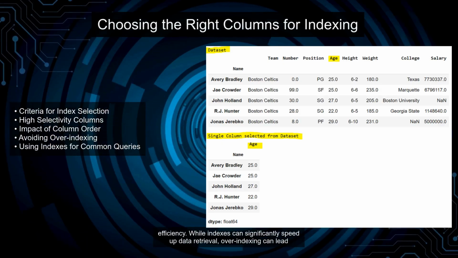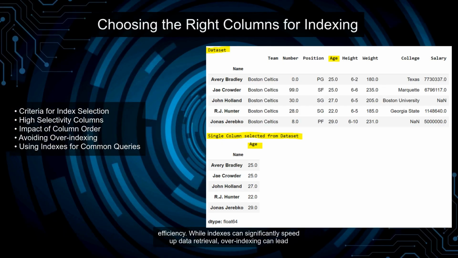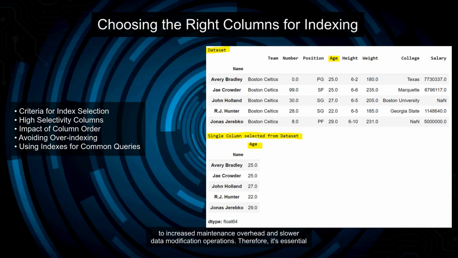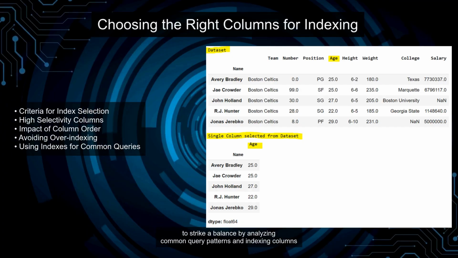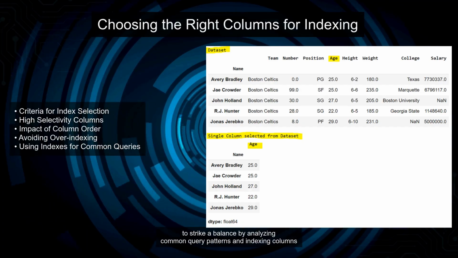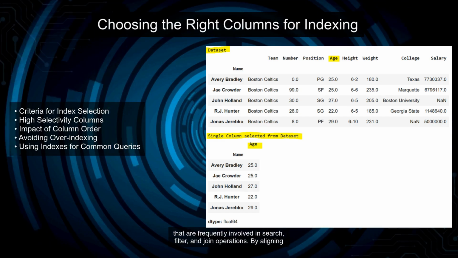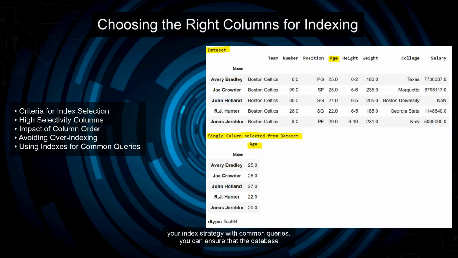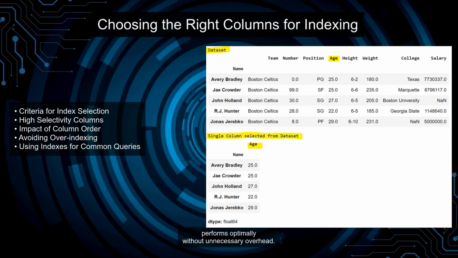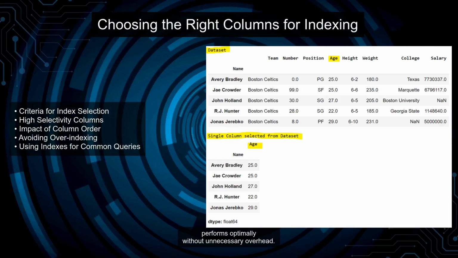While indexes can significantly speed up data retrieval, over-indexing can lead to increased maintenance overhead and slower data modification operations. Therefore, it's essential to strike a balance by analyzing common query patterns and indexing columns that are frequently involved in search, filter, and join operations. By aligning your index strategy with common queries, you can ensure that the database performs optimally without unnecessary overhead.